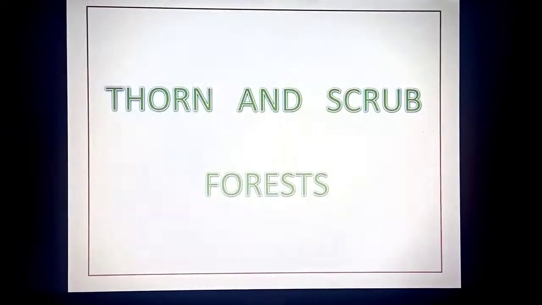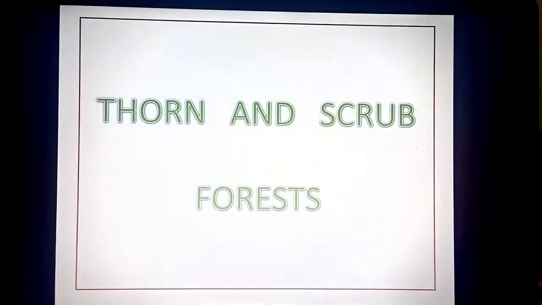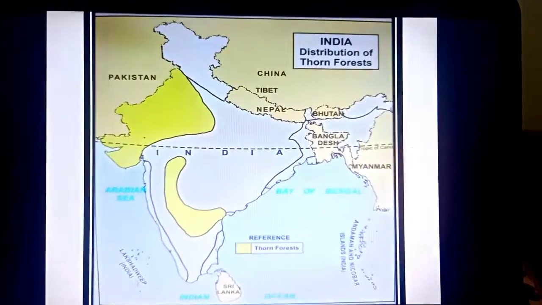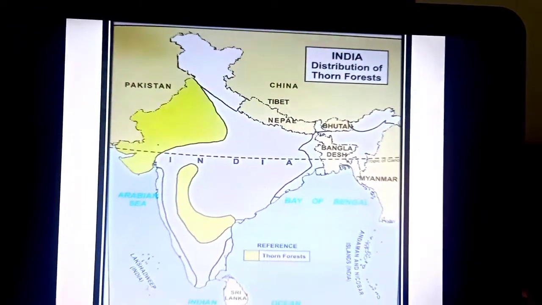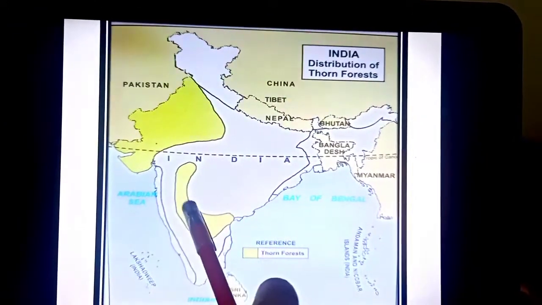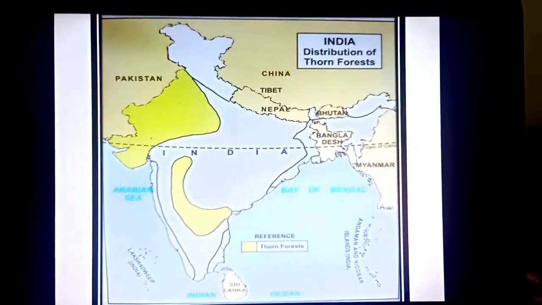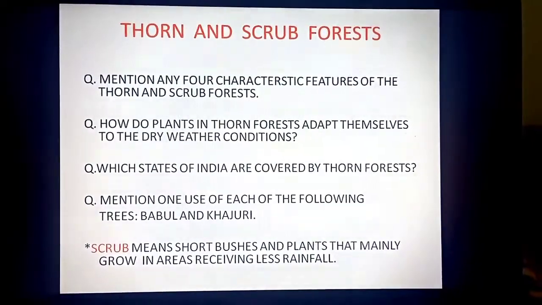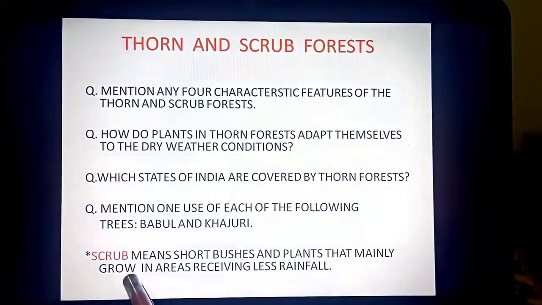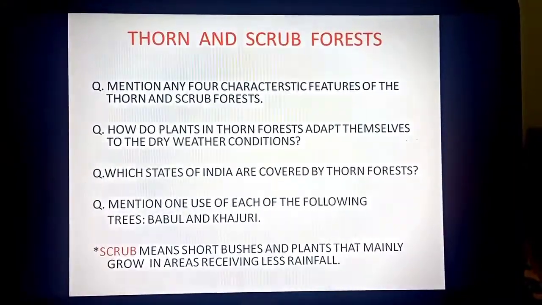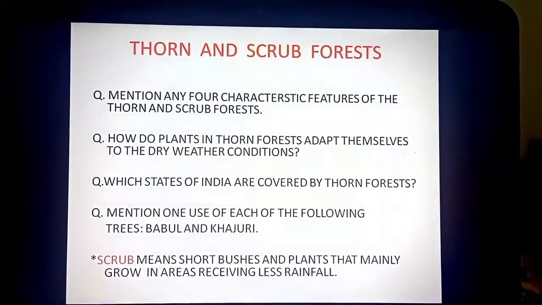Next is the thorn or scrub forest. I told you this is the desert type of vegetation. So Thar Desert and the leeward side of Western Ghats, that is the part of Deccan Plateau, they are covered with the thorn forest. Questions related to thorn and scrub forest. Children, the meaning of scrub I have written here. It means short bushes and plants that mainly grow in areas receiving less rainfall.